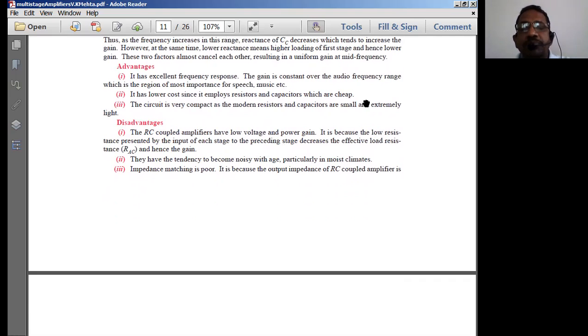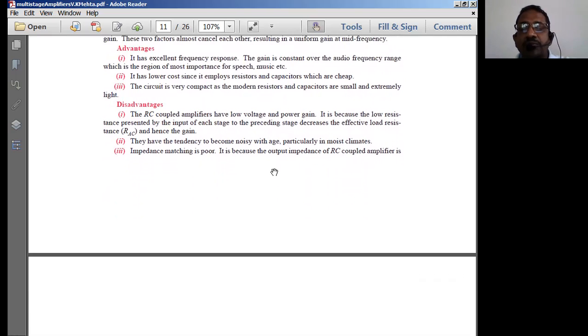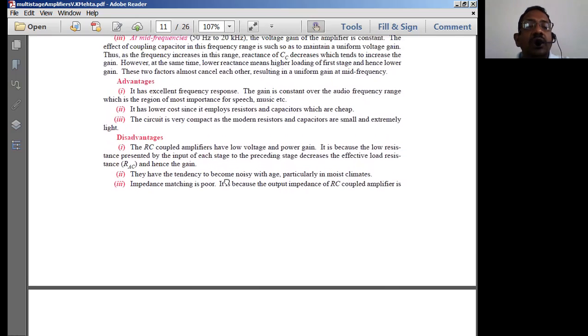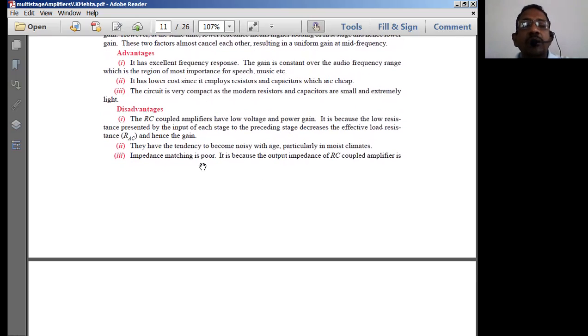Both of them are going to be cheaper in the market. The circuit is very compact. It's going to be a very small circuit, as modern resistors and capacitors are coming with small size and less weight. What are the drawbacks? Due to these drawbacks, we are moving forward towards thinking in terms of the transformer coupled amplifier. The reasons for going to transformer coupled are the drawbacks of the RC coupled amplifier. Let us see the drawbacks.